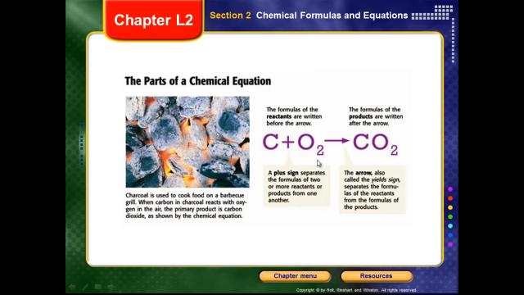So the substances before the arrow are called reactants, and the substances after the arrow are called the products. We also have two signs: the plus sign here, which separates the two reactants from each other, and the yield sign, this arrow, which separates the reactants from the products. So the chemical equation is again made up of reactants and products, and made up of a plus sign and an arrow sign.